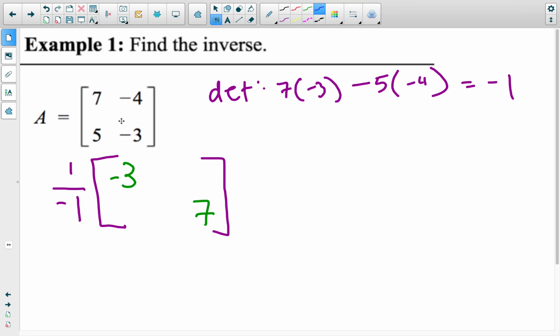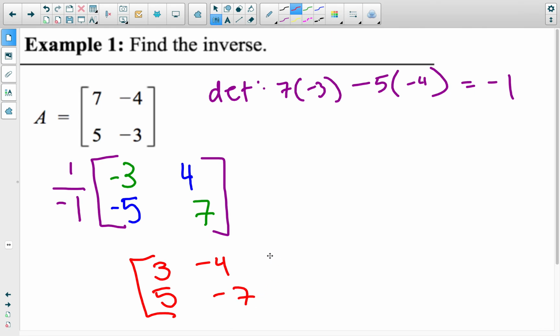And then we're just going to change the signs on the other two. So 5 is going to become -5, and -4 is going to become +4. And then we will multiply out this scalar multiplier into each element, and we will have our inverse. So 1 over -1 is really just -1. If we distribute a -1 into each of these elements, we're just changing their signs. So we end up with 3, 5, -4, and -7.